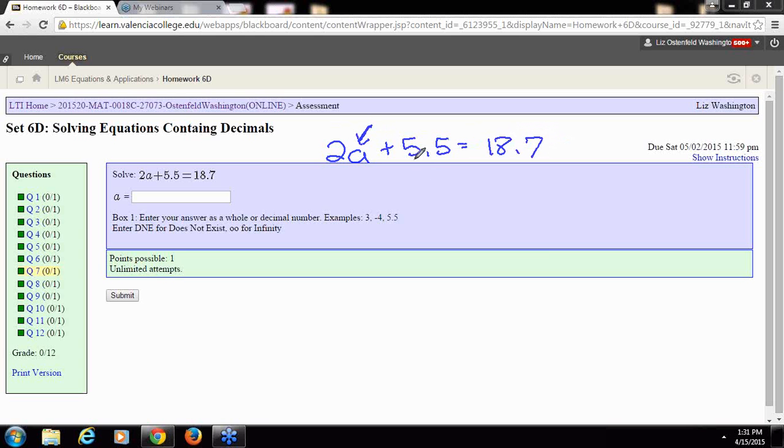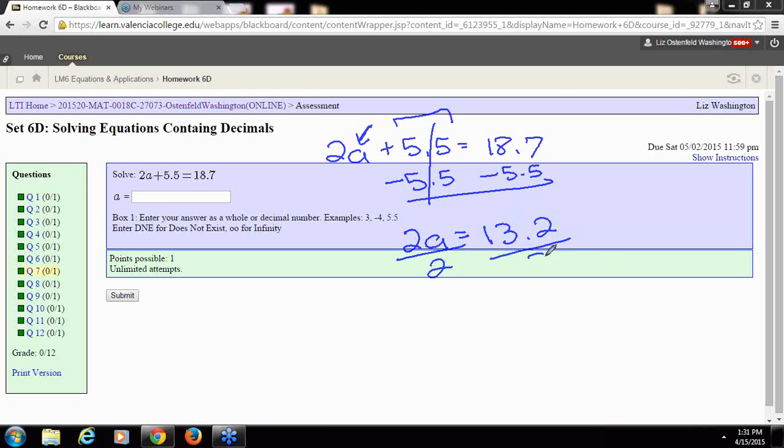I want to get this a by itself, so I'm going to get rid of this 5.5 first by subtracting 5.5 on both sides. So I'm going to have 2a equals, my sign is going to be positive because the 18 is bigger, and I'm going to get 13.2. Now I need to get a by itself by dividing by 2. So I have to do this division. So it's 13.2 divided by 2.